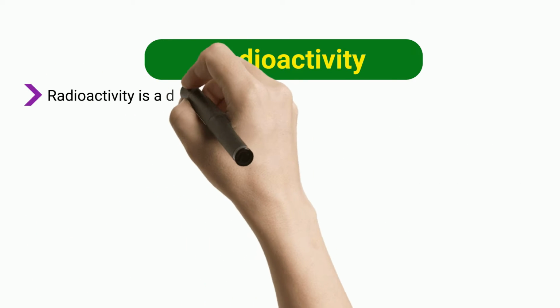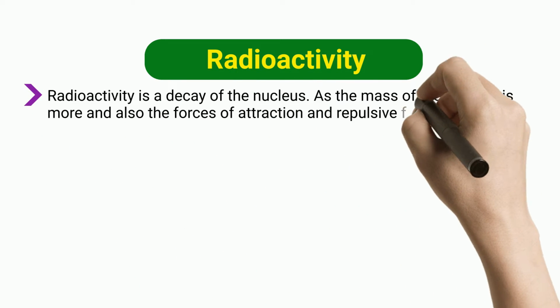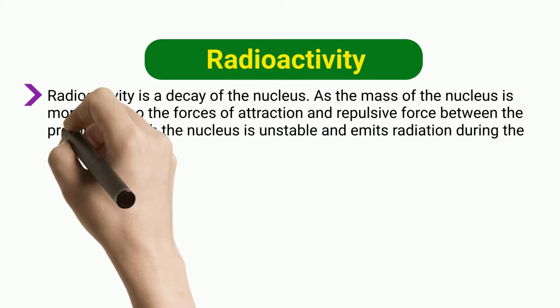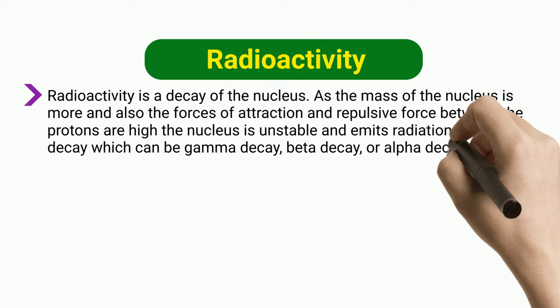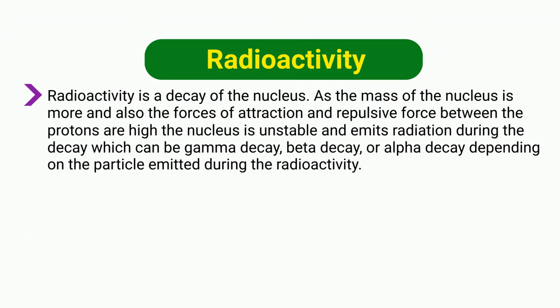Radioactivity. Radioactivity is a decay of the nucleus. As the mass of the nucleus is more and the forces of attraction and repulsive force between the protons are high, the nucleus is unstable and emits radiation during the decay, which can be gamma decay, beta decay, or alpha decay depending on the particle emitted during the radioactivity.